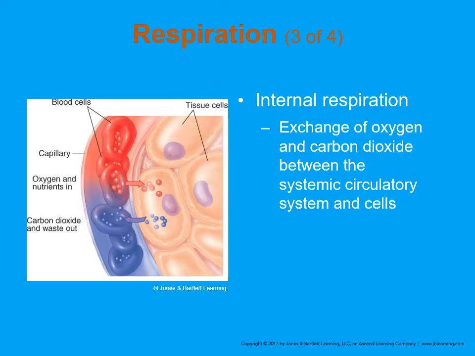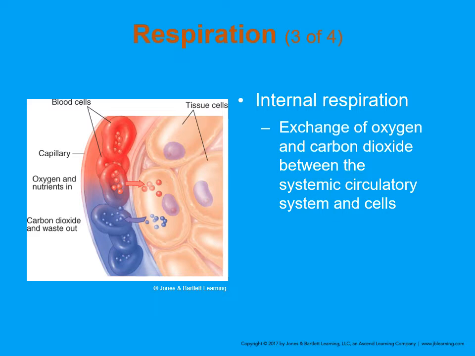Internal respiration is the exchange of oxygen and carbon dioxide between the systemic circulatory system and the cells of the body. Oxygen passes from blood in the capillaries to tissue cells. Carbon dioxide and cell waste pass from the cells into the capillaries, where they are then transported via the venous system back to the lungs.